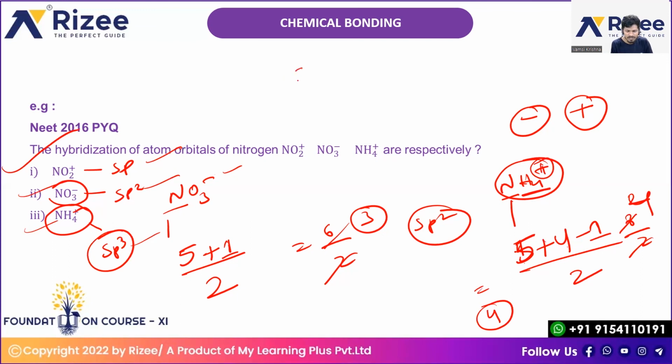Now I will give homework. Just find the hybridization for SO3 and SO2 molecules.